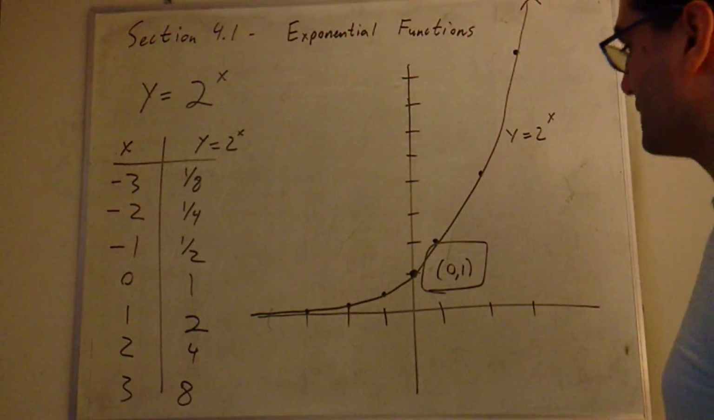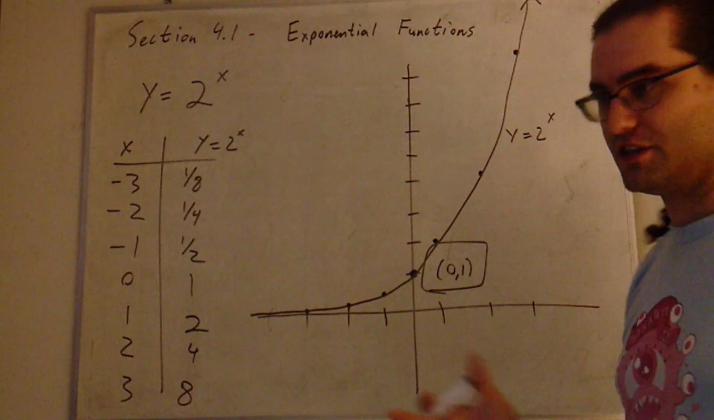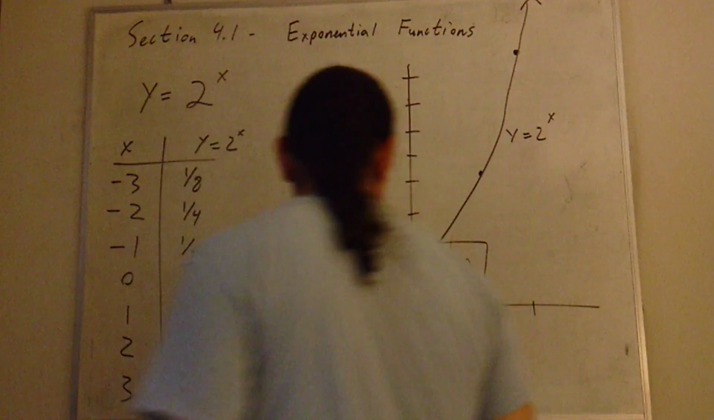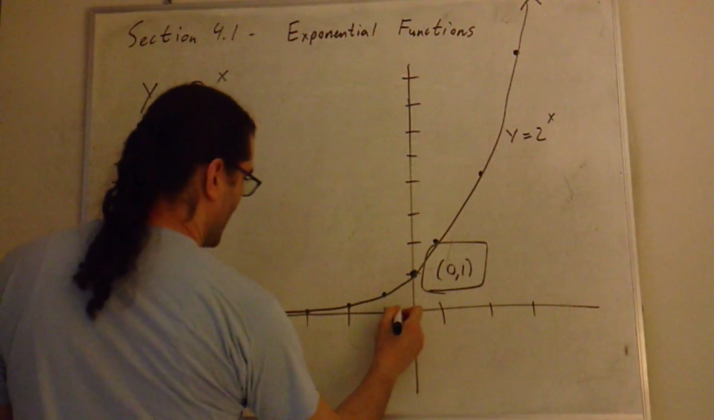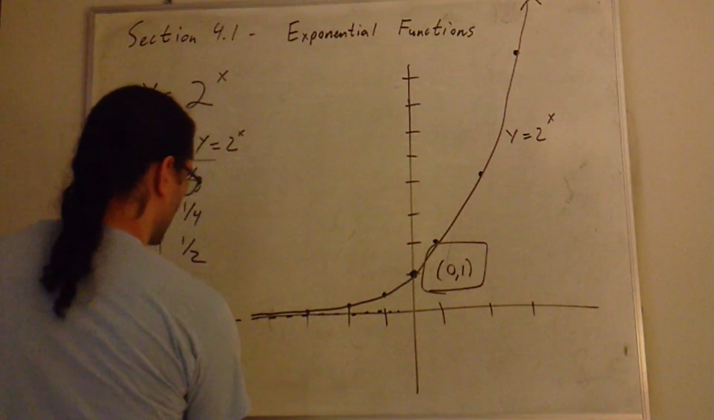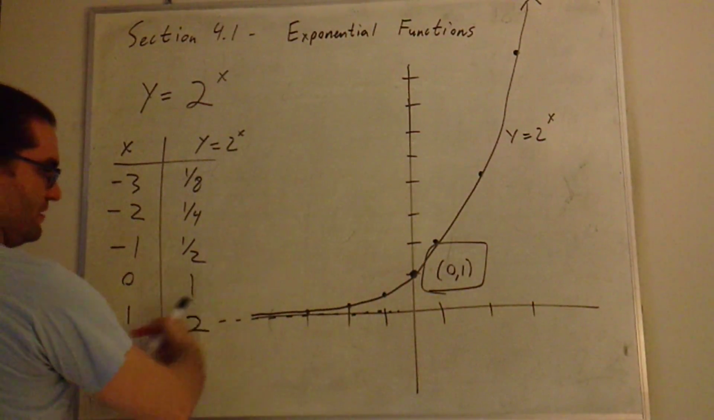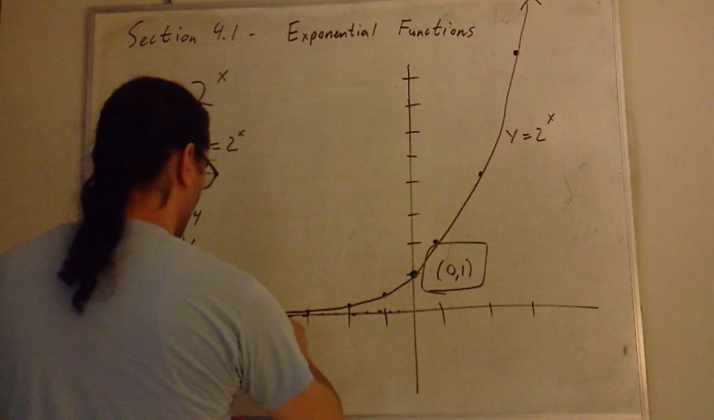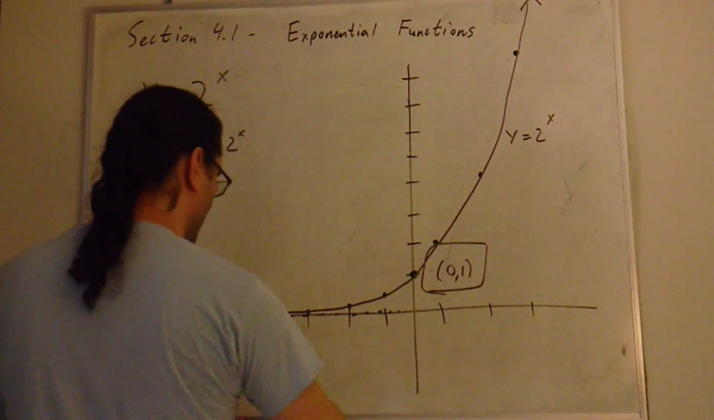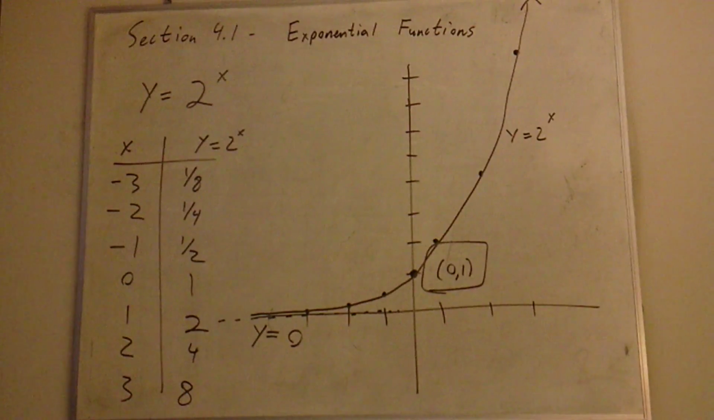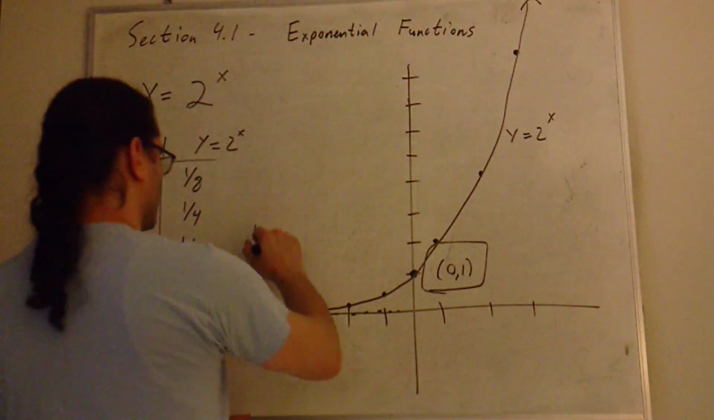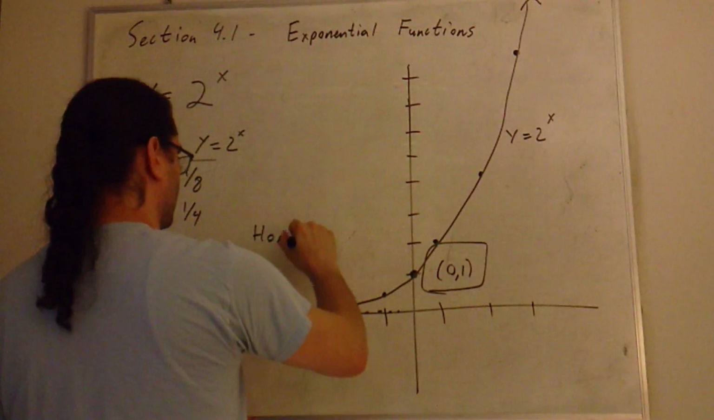The other thing an exponential function is always going to have, as long as it hasn't been transformed in weird ways, is a horizontal asymptote on the back end. As you move to the left here, this function looks more and more and more like the horizontal line y equals 0. So this is our horizontal asymptote.